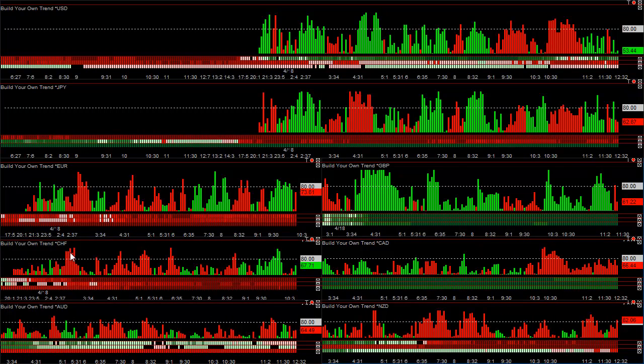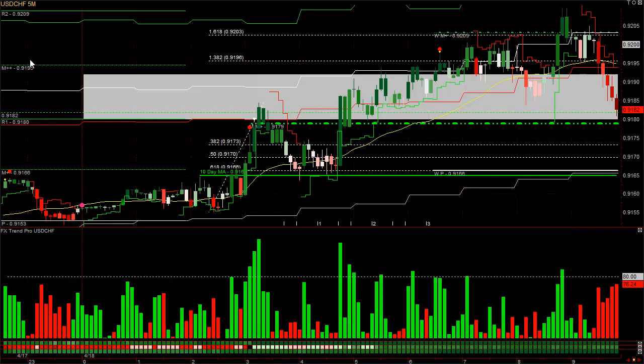You can also see the Swiss extremely weak, and notice the peaks of weakness and almost no strength. Very high odds of that weakness continuing because the daily trend's down, the weekly and monthly's down. So therefore you want to buy the strong dollar versus a weak Swiss. Let's take a look at this.